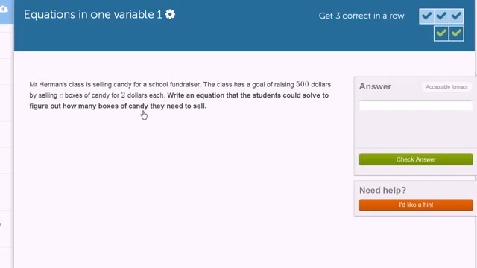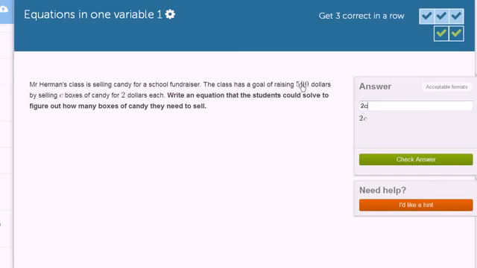So let's think about, in terms of C, how much money they would raise. So let's say they sell C boxes. For each box, they get $2. So the total amount they're going to get is 2 times C, or we can even just write 2C right over there. So this is the total amount that they're going to raise in terms of C.